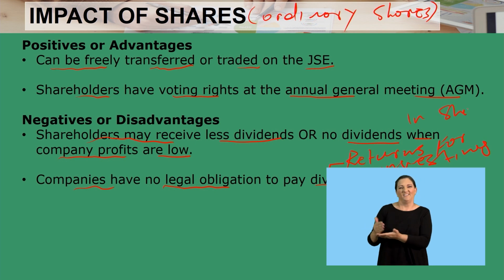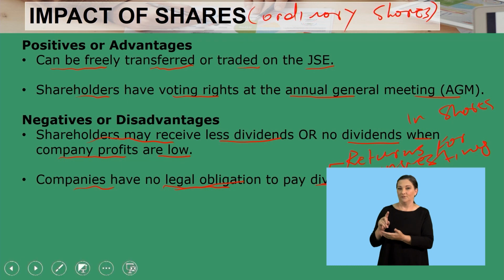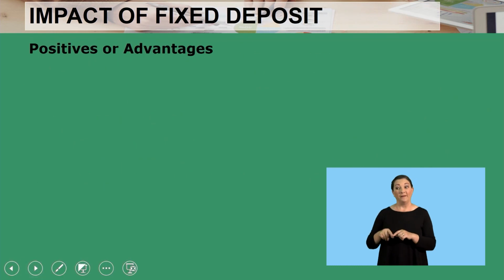In shares, when you invest, you don't get a return, but you get dividends. A company has no legal obligation, meaning they are not forced to give you your returns. It depends on the company's performance. Now we look into fixed deposit.